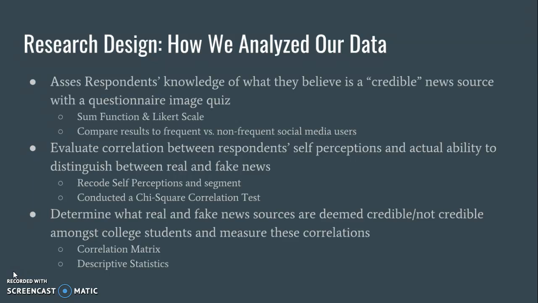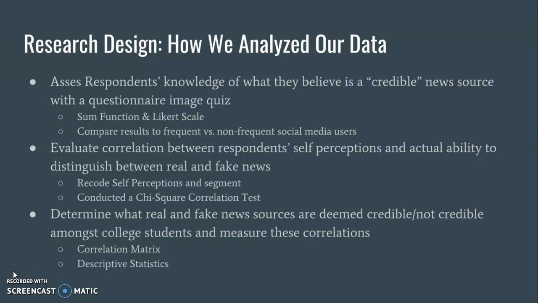For the second objective, we first had to recode respondents' self-perceptions of their ability to distinguish between real and fake news, which was measured on a 5-point Likert scale. We segmented respondents into 2 groups, high self-perception versus low self-perception with dummy coding. We then conducted a chi-square test with our 2 categorical variables, image scores 0 to 4 and high versus low self-perception to measure the correlation.